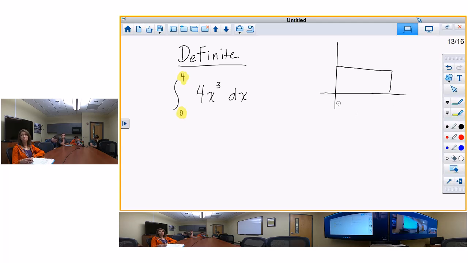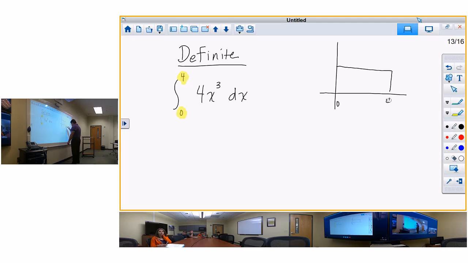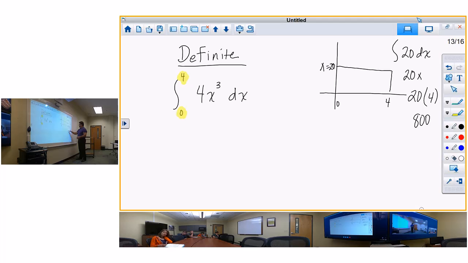From 0 to 4, and the x is equal to 20. You take the antiderivative of 20 dx, and that'll give you 20x, and then you take 20 and multiply by 4, and that's going to give you 800. The area of this is 800, okay? 800 square feet.